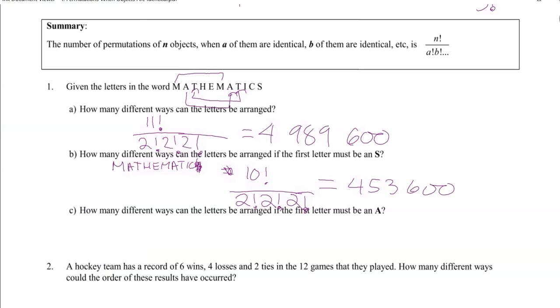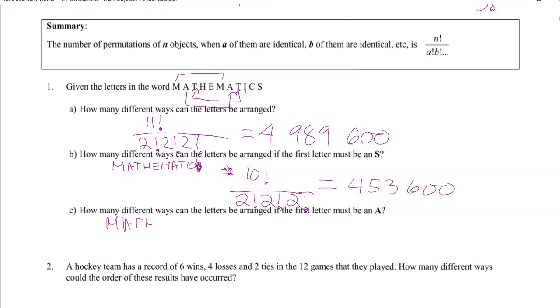So we're dealing with restrictions, right? And there's, in a sense, inbuilt restrictions when there's that repeating letter, right? Which says, oh, okay, so take all the arrangements and then divide by how many times that letter is repeating. What if the first letter must be an A?